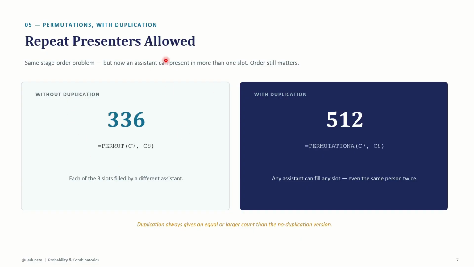So without duplication we have this number, and with duplication it increased to this number because repeats are allowed, right? Any assistant can fill any slot, even the same person twice.